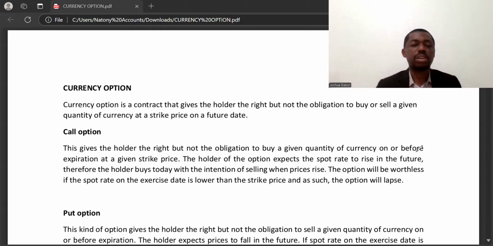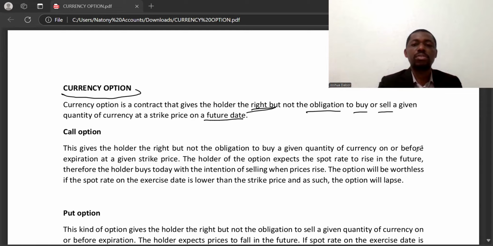Currency option. What is an option? As the name implies, option. That means you have option to do something. So what is this option that we are talking about? So currency option is a contract that gives the holder the rights. So the option gives you the rights, but not the obligation to buy or sell a given quantity of currency at a strike price on a future date.